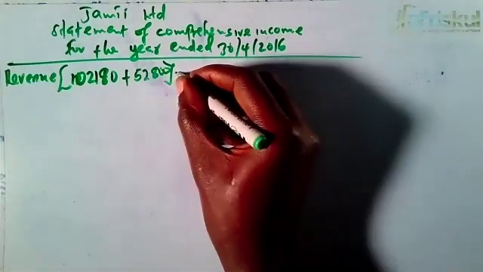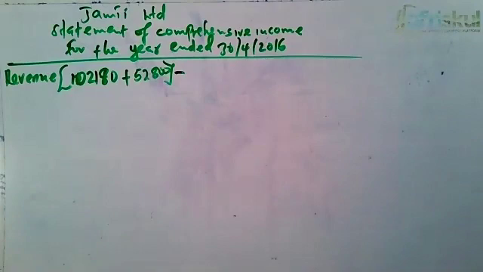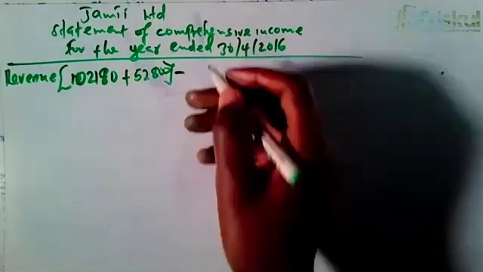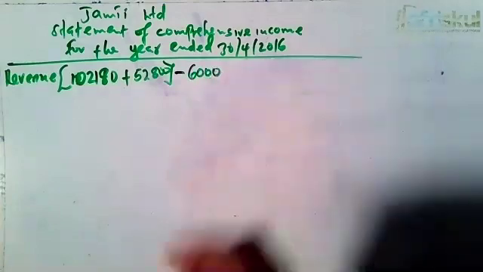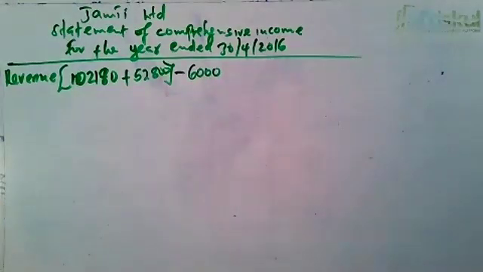So the only thing you would subtract here is intergroup sales between parent and subsidiary. These are group members. That is according to note 5. Bora sold goods to Jamii. The goods were worth 6,000, you can see in note 5. So that is the only intergroup sale you subtract.